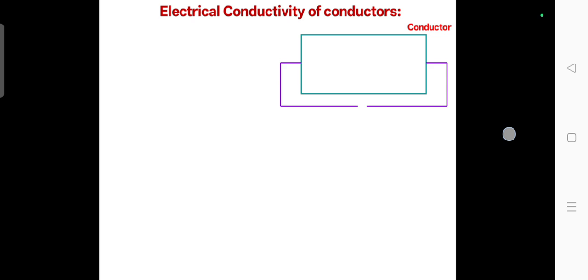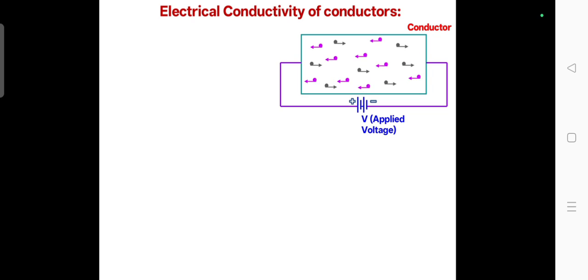Here I have connected one energy source which has two terminals. This bigger line indicates the positive terminal and the small line indicates the negative terminal of this battery or source. So this is the DC source we have connected. This is the applied voltage. Now we have provided the potential across this conductor. So this potential or voltage is able to move the carriers of this conductor.